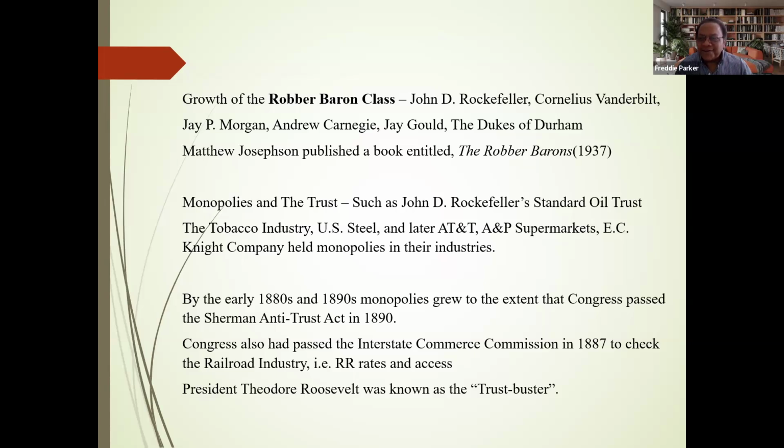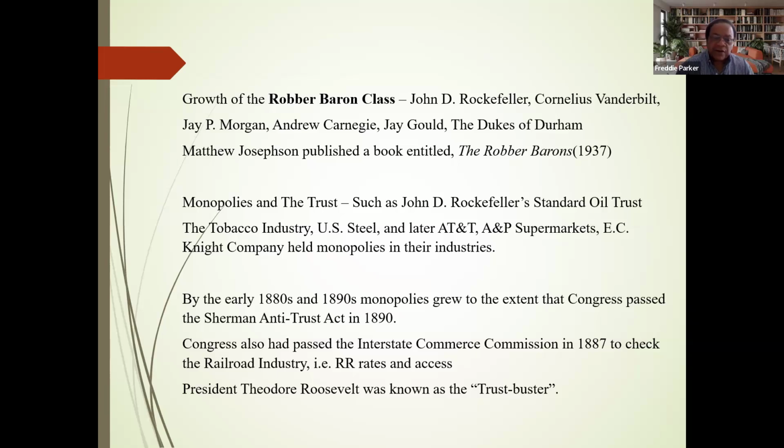Some of y'all probably never even heard of A&P. Maybe a little bit too young for that, but A&P, like Kroger, dominated the scene in the 1920s until trust busting and this effort to break down the monopolies. If you ate sugar in the 1890s and thereafter, it was probably manufactured by E.C. Knight Company. They manufactured 95% of the sugar that was manufactured in this country.